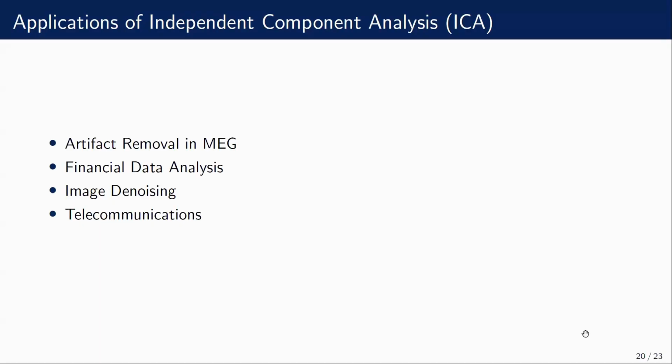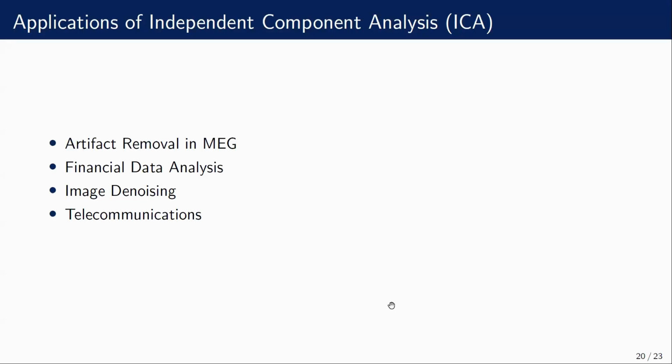So, where is ICA used? In brain signal processing for separating brain waves from eye blinks or muscle noise, in finance for pulling out hidden market factors, in image denoising for separating signal from noise, and in telecom to extract individual messages from a mix of signals.